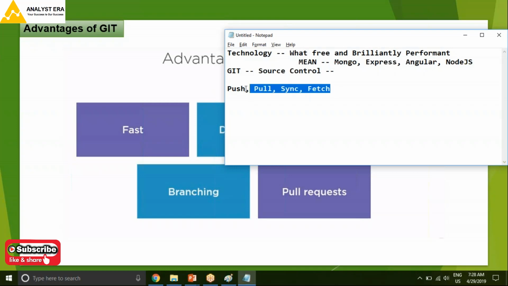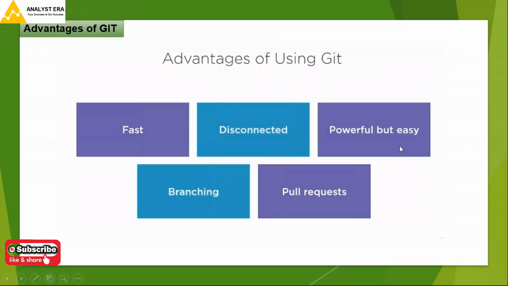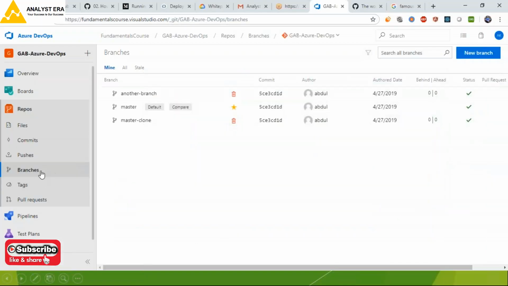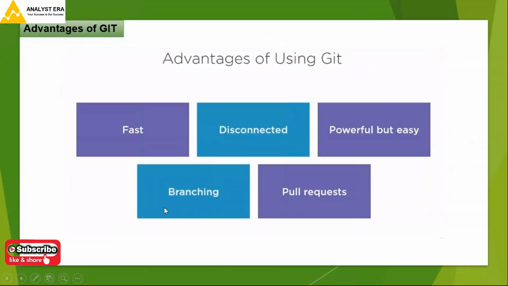You just have a minimal set of commands which you need to get used to before you start working with Git or Azure DevOps repos, because both are the same. We'll look into that. Then you have branching. That is essentially creating branches, what we just did. We created two other branches dependent on the master branch. So we'll also work on creating branches.